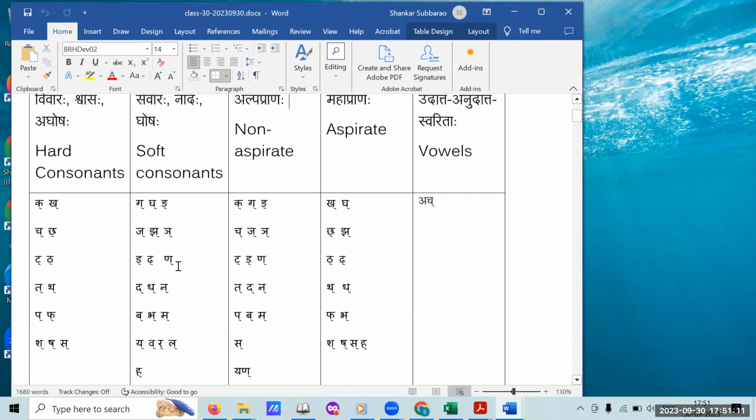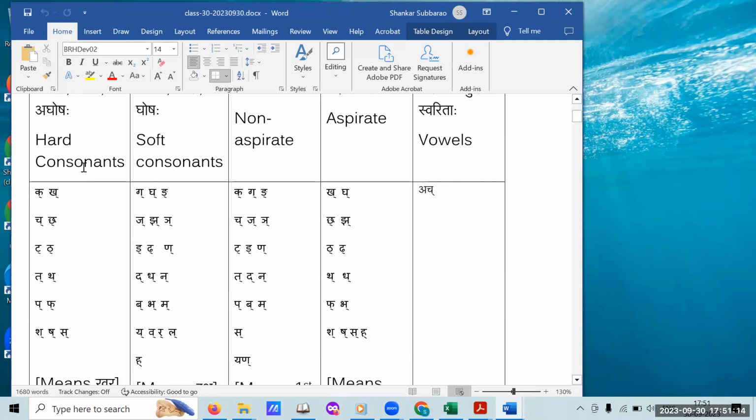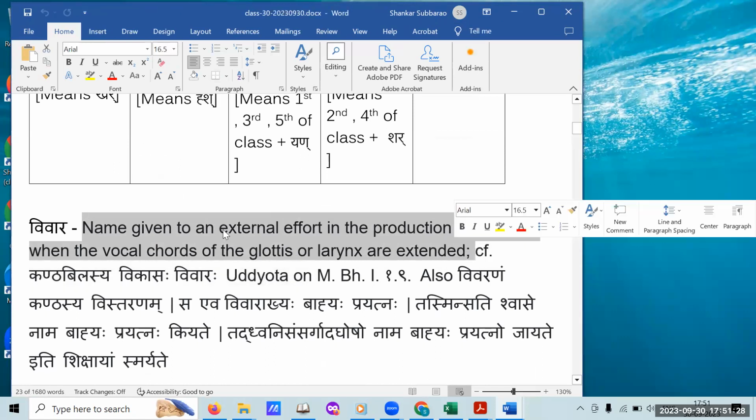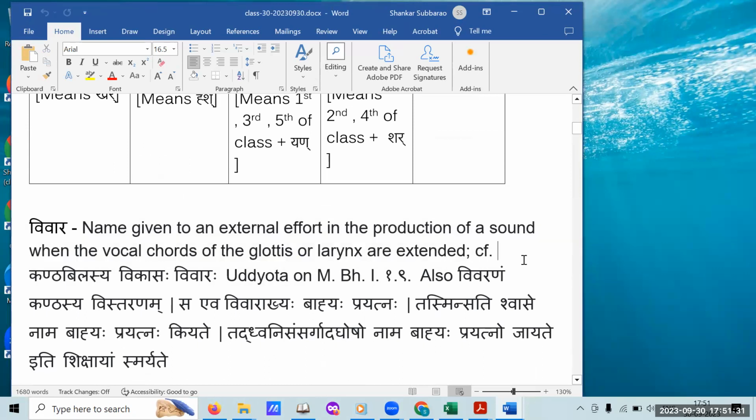So what do we need to understand now? There are definitions I have included here, but again, this will not make much sense immediately. Vivara is a name given to an external effort in the production of a sound when the vocal cords of the glottis or larynx are extended. How much do we understand our vocal cords and larynx? You have to have a feel for it. Put your hand here and see what the sound creates, what it does. Kanthabilasya Vikasaha Vivaraha. The opening of that box there is called Vivara.